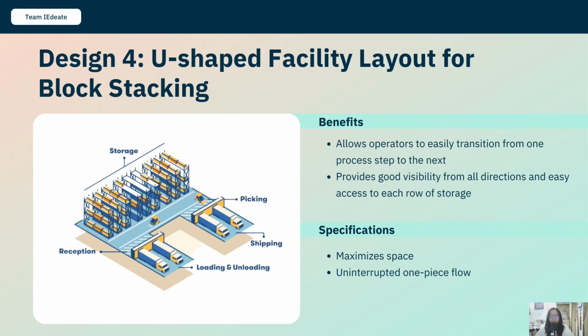Design alternative number 4, U-shaped facility layout for block stacking. Block stacking is an existing process being used within the warehouse, and the U-shaped layout is known to be a common and efficient layout as it allows operators to easily transition from one process step to the next one. It also provides good visibility from all directions and allows employees to easily access each row of storage. The specifications are as follows. It maximizes space and there is an uninterrupted one-piece flow.